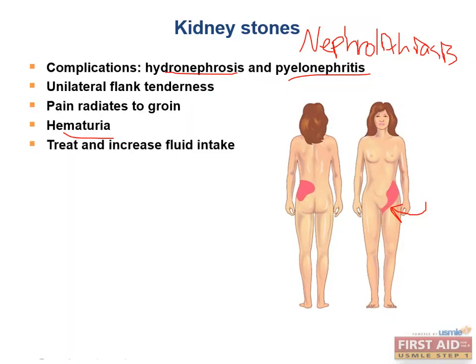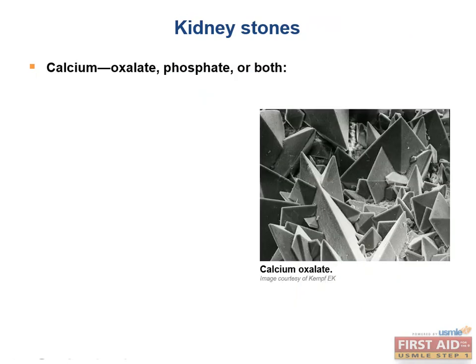Now, you want to treat the patient for the stone, and we'll talk about the different types of treatments because there's different treatments for different stones, but all patients should be encouraged to increase their fluid intake so that they don't precipitate more kidney stones. So there's 4 kinds of kidney stones, each with its own special characteristics. By far, the most common are calcium-containing stones, either calcium oxalate or calcium phosphate, or both. And they occur in conditions associated with hypercalciuria.